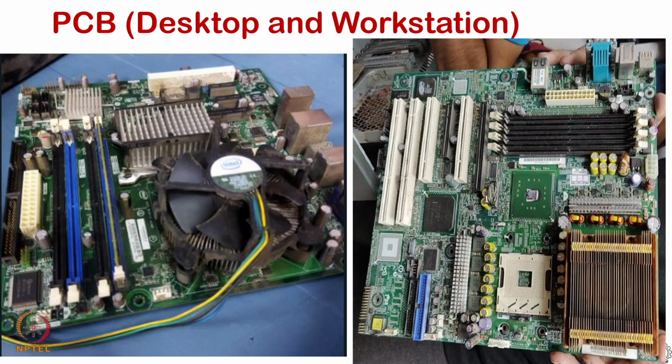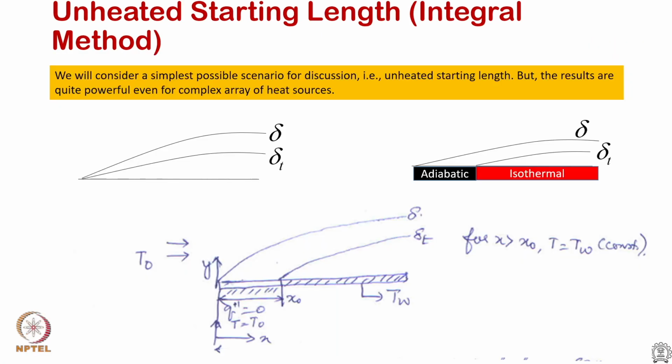So, one has to work on this. This is another example, an example of a workstation. You can see that these are places where memory devices are mounted. So, you will see an enormous number of components that need to be cooled, and that is the challenge encountered in electronics cooling circuitry.